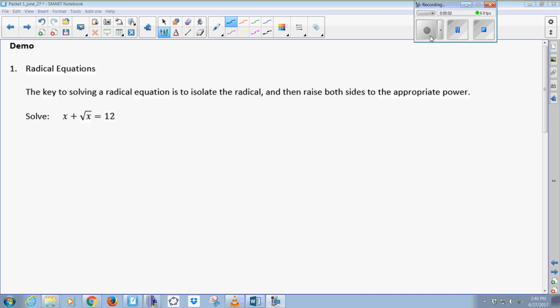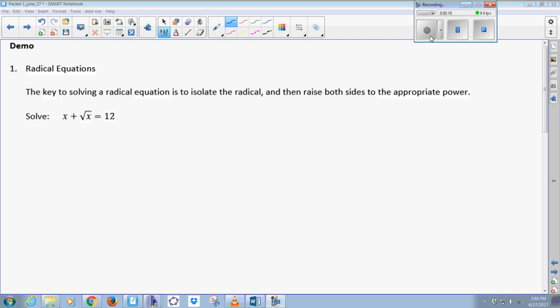Welcome Math 107 students to the demo section of Lesson 9, where we're looking at other types of equations and inequalities. Sections 1.6 and 1.7 in your textbooks. The first type of equation we're going to look at is called a radical equation.